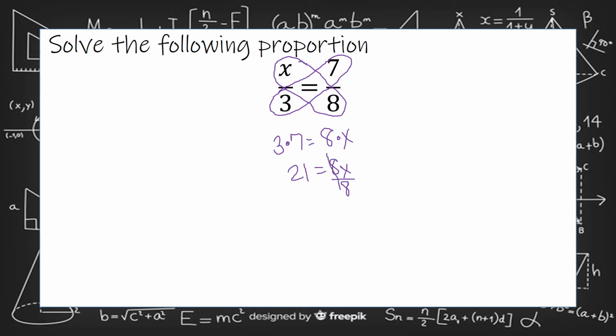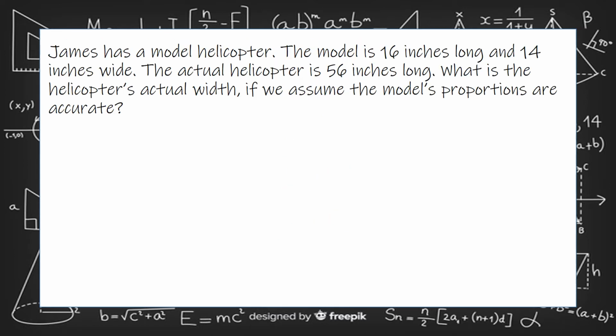And now I need to get x by itself. So to do that, I have to divide by 8 because it's being multiplied. To undo that, we divide. So 21 divided by 8 gives me 2 and 625 thousandths.